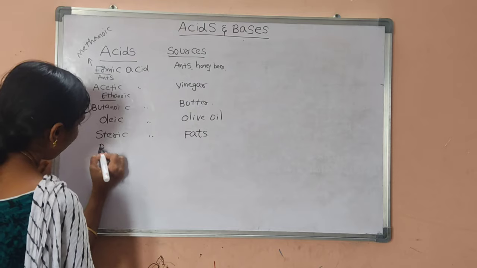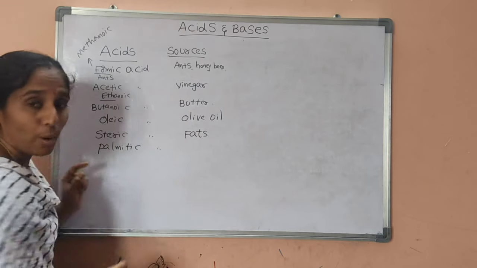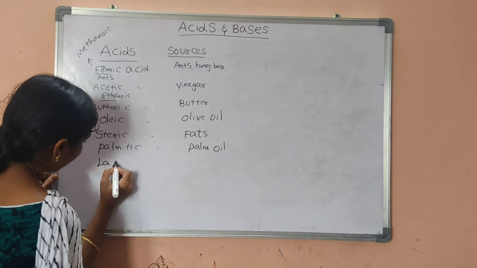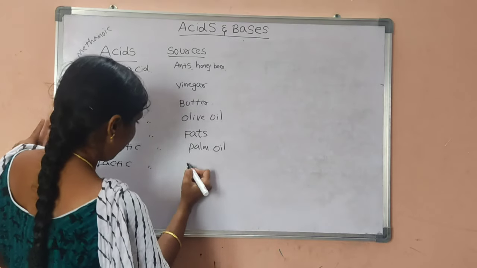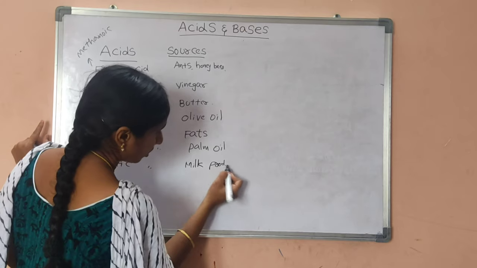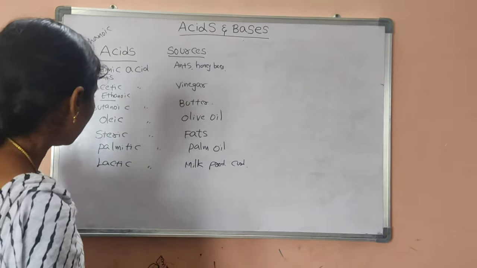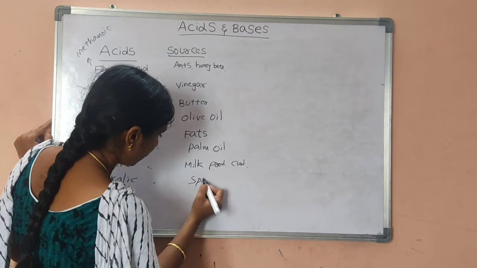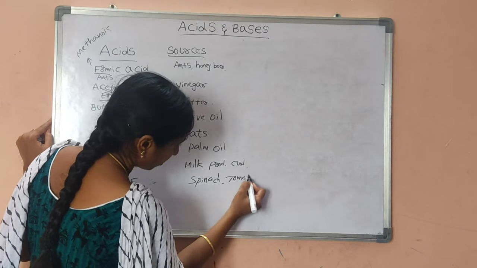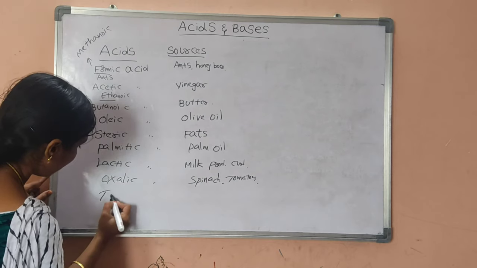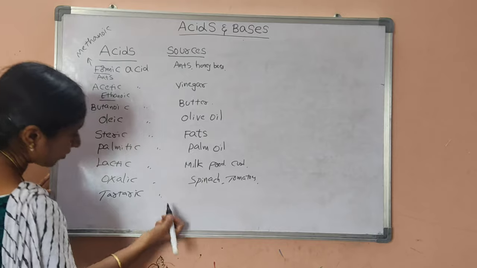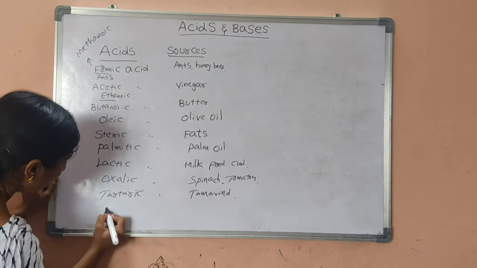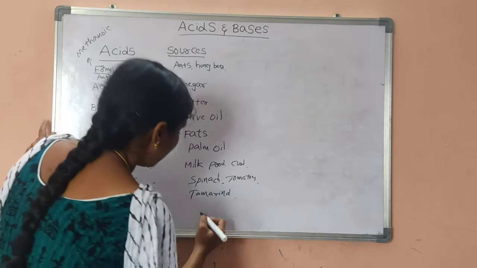Next acid is palmitic acid. Palmitic is present in palm oil. Next, lactic acid. Lactic acid is present in milk products like curd, milk, buttermilk. Next, oxalic acid. Oxalic acid is present in the spinach, then tomatoes. Next, tartaric acid. Tartaric is present in tamarind. Next, malic acid. Malic acid is present in the apples.